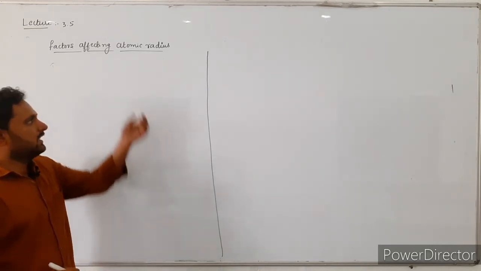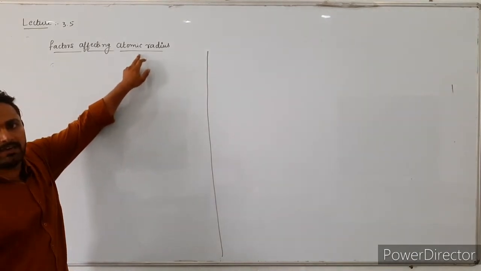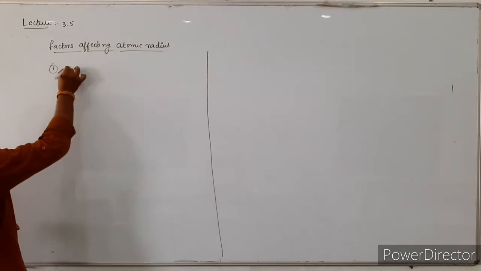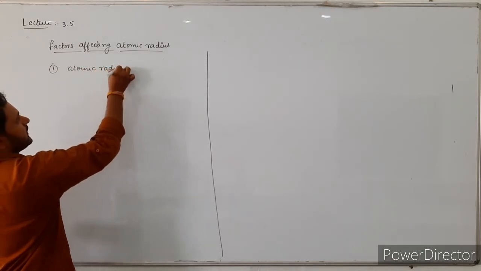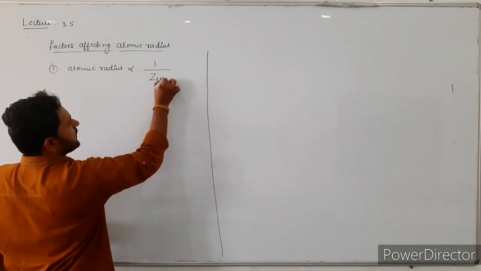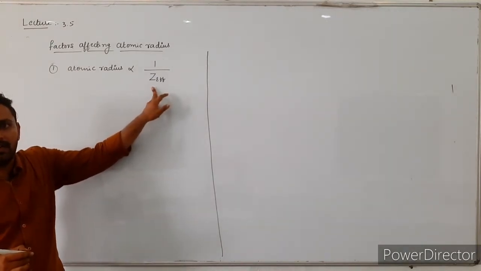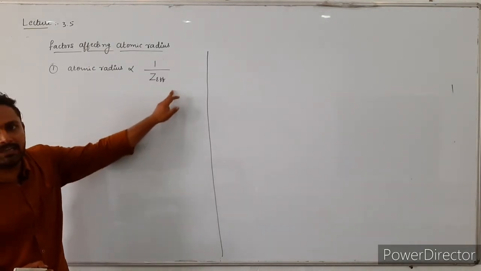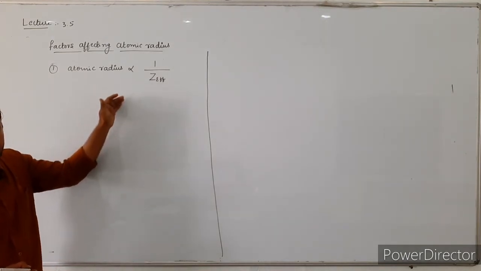The next concept is factors affecting atomic radius. That means on what factor the atomic radius depends. It depends on three factors. The first one, atomic radius is inversely proportional to effective nuclear charge. What is the effective nuclear charge? The real attraction on outermost electron is called effective nuclear charge. If effective nuclear charge increases, then atomic radius decreases. Why? Because the outermost electrons move towards the nucleus.